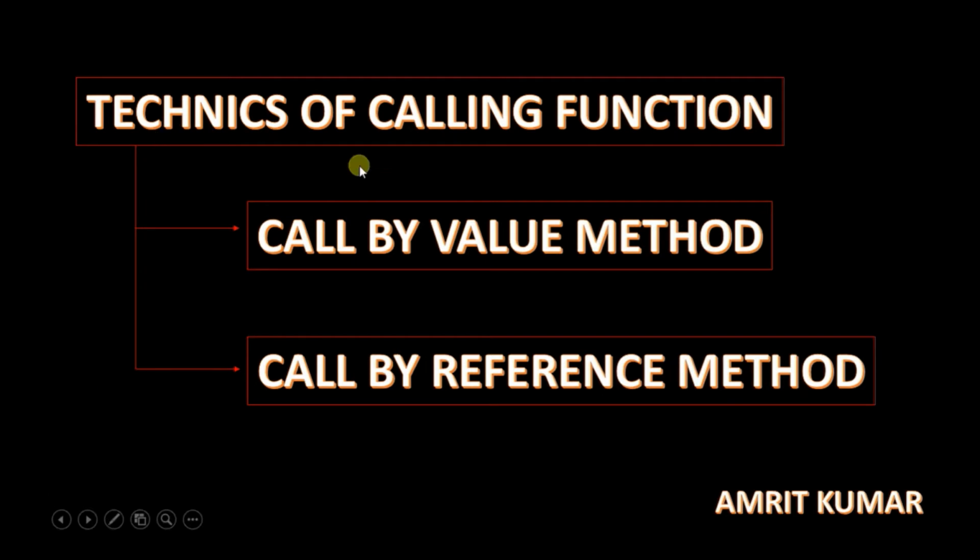As we have studied, the techniques of calling a function are categorized into two parts: the call by value method and the call by reference method. It is also similar to the call by value method. The difference lies in the reference, and we know that reference means address. This is only a value, but this is the address for a particular value. So let's look at the call by reference method.